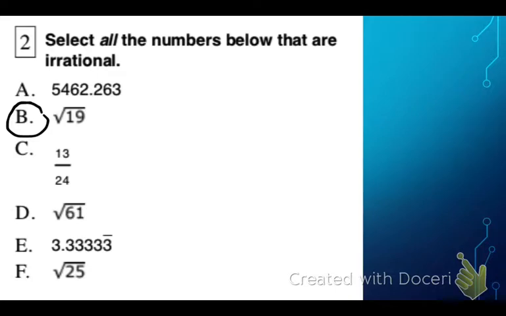C is written as a fraction, so we know that is a rational number. D is the square root of 61, and I know that 61 is not a perfect square, so that would also be irrational. E is a repeated decimal, so I know that's a rational number, and the square root of 25 is a rational number because 25 is a perfect square. So my only correct answers would be B and D.